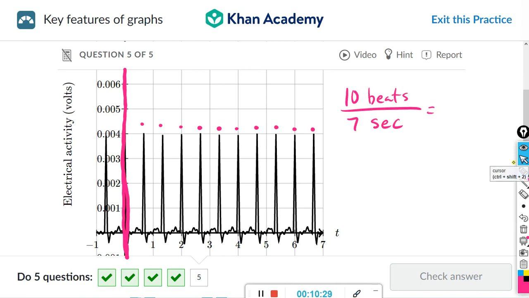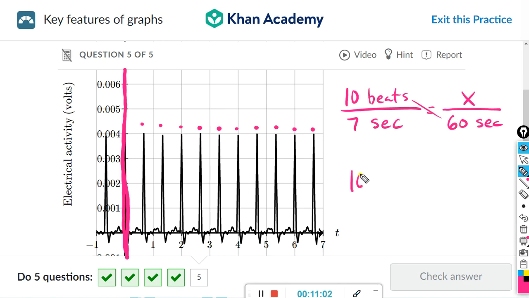So 10 divided by 7. Actually, I'm just going to set up a ratio and proportion, okay? I don't have to do 10 divided by 7 just yet. We want to know beats per minute, okay? So we have how many beats in 7 seconds. We want to know how many beats are going to be in 60 seconds or 1 minute, okay? So the number of beats in 7 seconds is proportional to the number of beats in 60 seconds, all right? So we can just cross multiply.